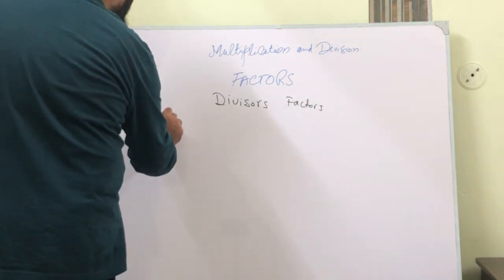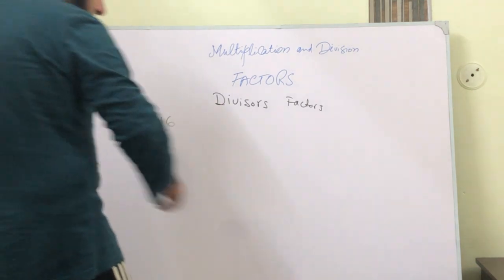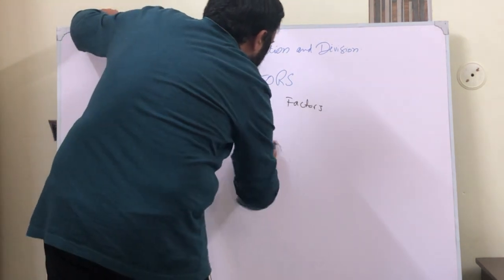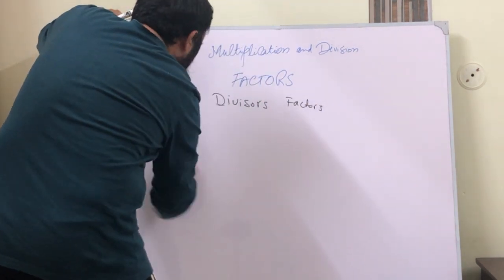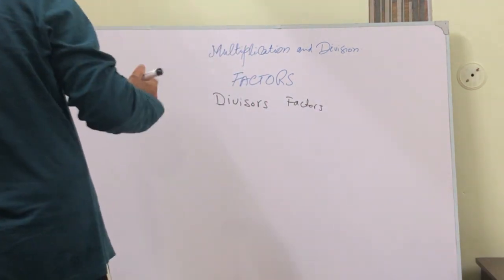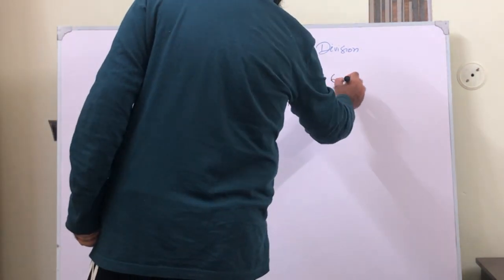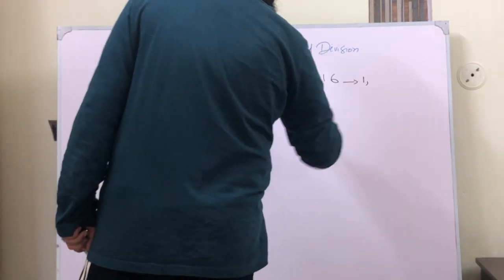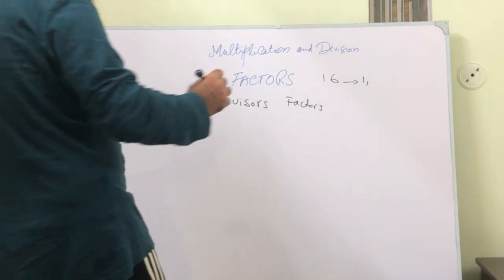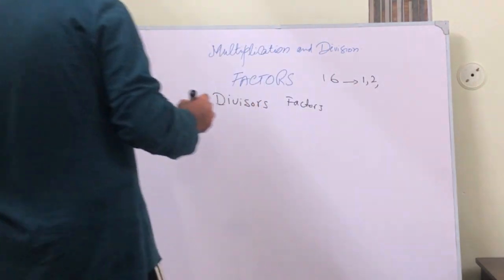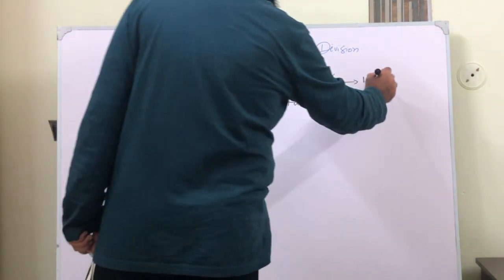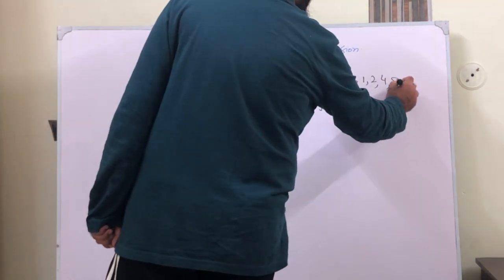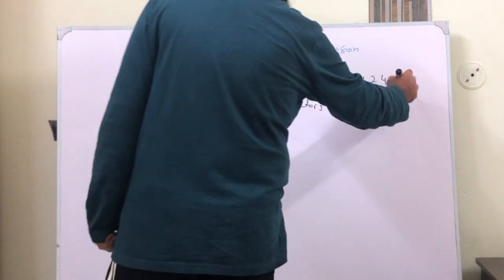Let's suppose we have number 16. For the number 16, we need to find its factors. So we'll start for 16. It can be divided by 1. 1 16s are 16. It can be divided by 2. 2 8s are 16. It can be divided by 4. 4 4s are 16. It can be divided by 8. 8 2s are 16. And then 16 1s are 16. So it can be divided by 16.